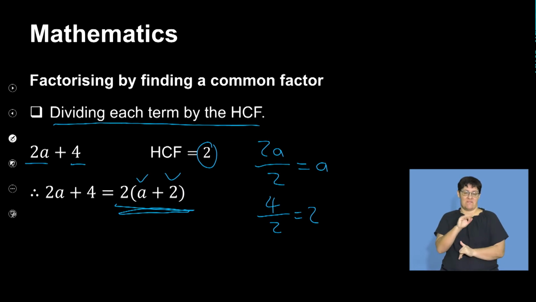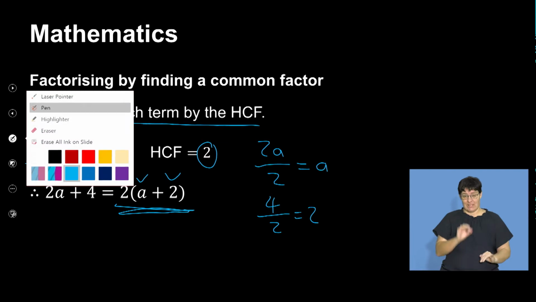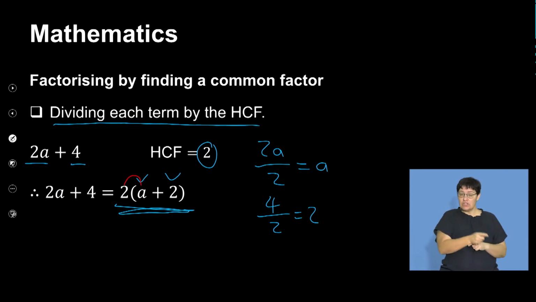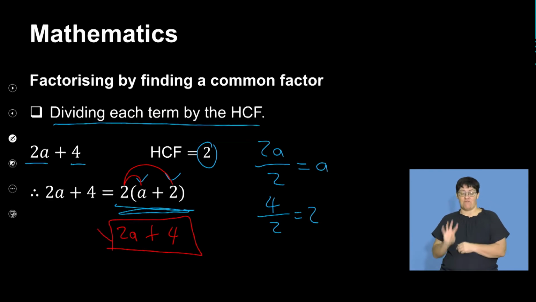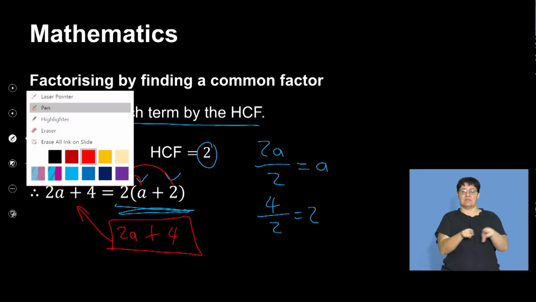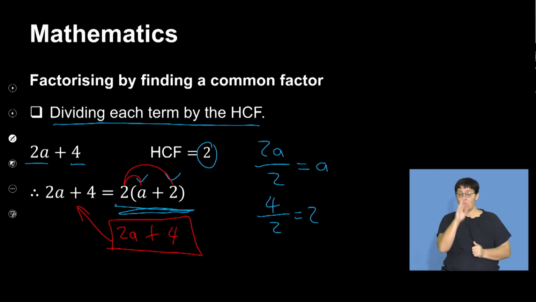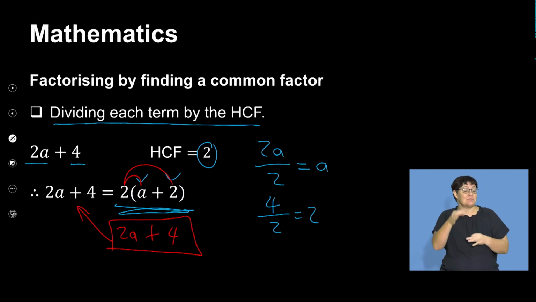Remember, I said always try to expand in order to see whether you have done the correct thing or not. If you do that, 2 multiplied by a will give us 2a, plus 2 multiplied by 2 will then give us 4. So you can see that this is the same as what we had as a question. Because remember, I said factorizing is the reverse of expanding. So it means if I expand, it must take me back to what the question was.